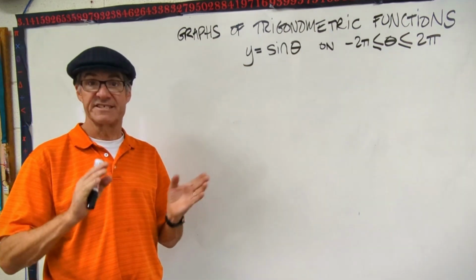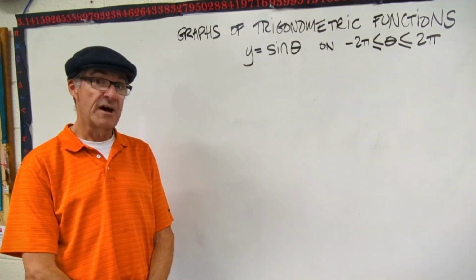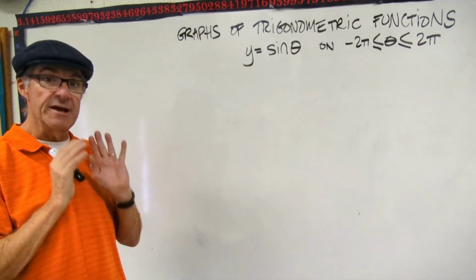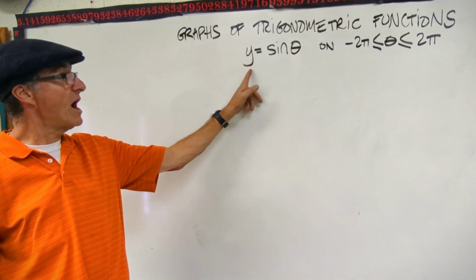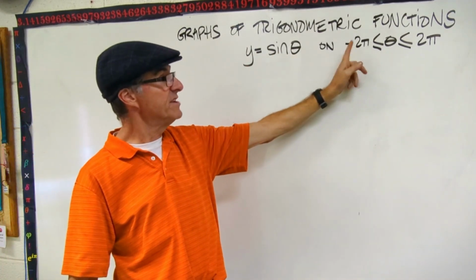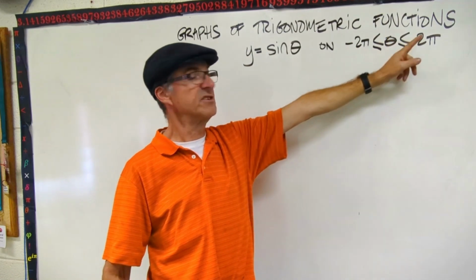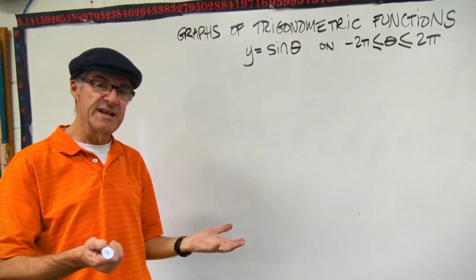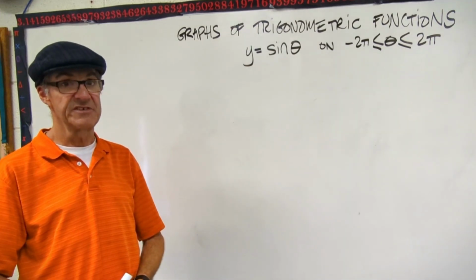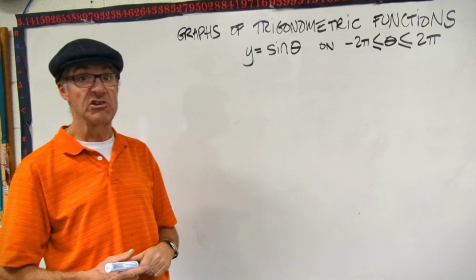And today we're going to talk about sine and cosine, and we're going to talk about their graphs. So as a first step, we're going to look at the very basic sine function. That's y equals sine theta. And we're going to graph that over minus 2 pi less than theta, which is less than 2 pi. So for you degrees-minded people, this is from negative 360 degrees to positive 360 degrees. So let's take a look at how that looks.